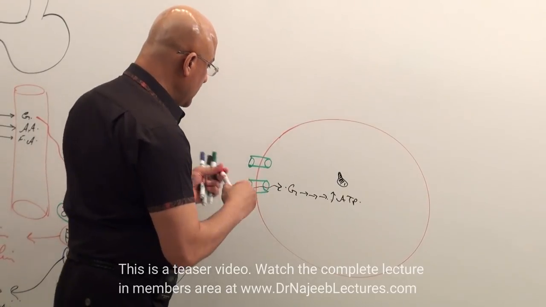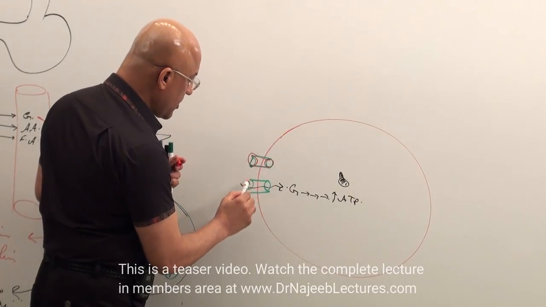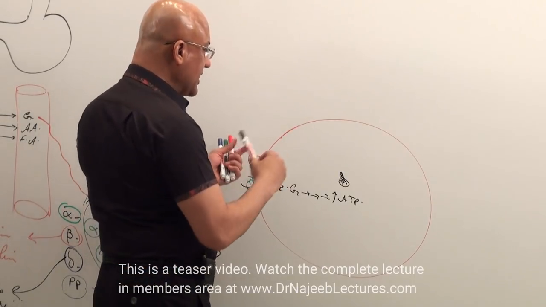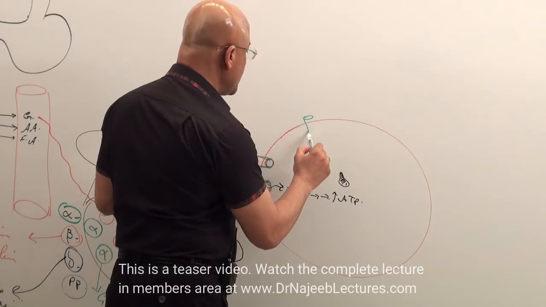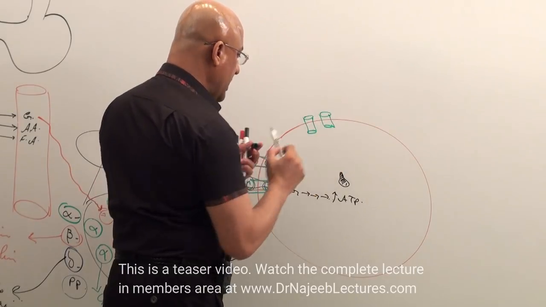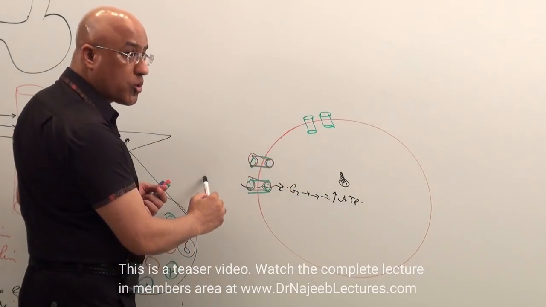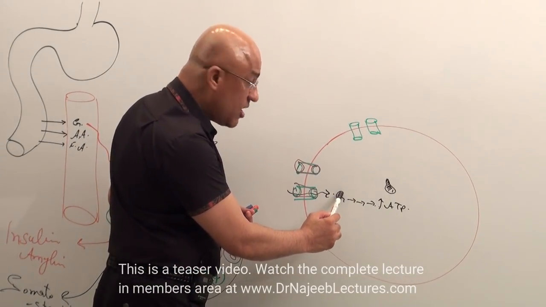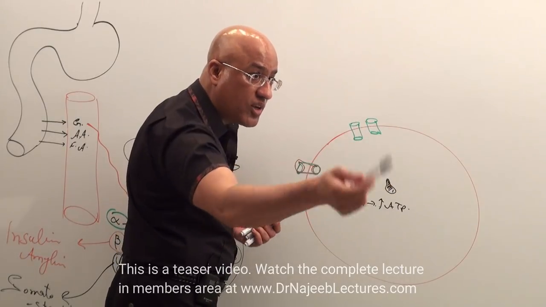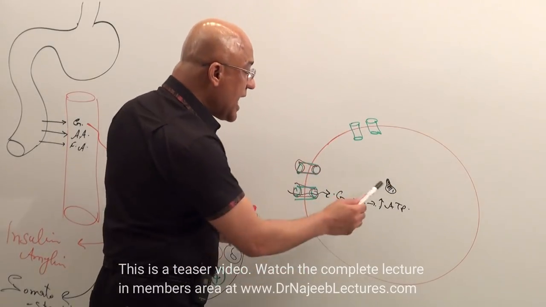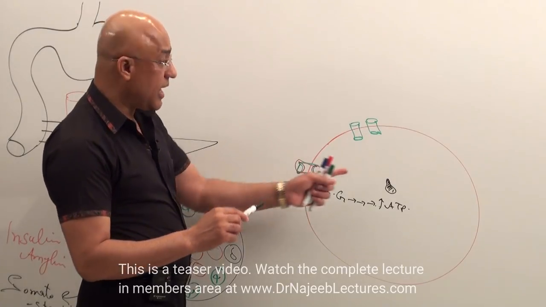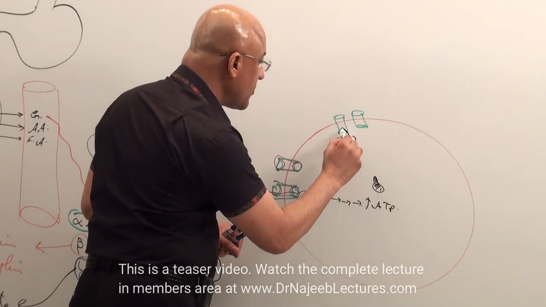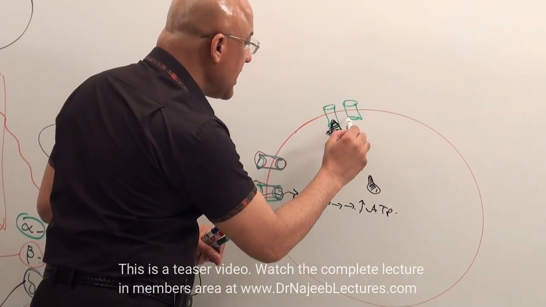These were glucose transporters. In these cells, there are special potassium channels. As more and more glucose is coming into the blood, more and more glucose is entering the beta cell, more and more ATP is being produced in the beta cells of the pancreas, and more ATP molecules will bind with the potassium channels and block them.